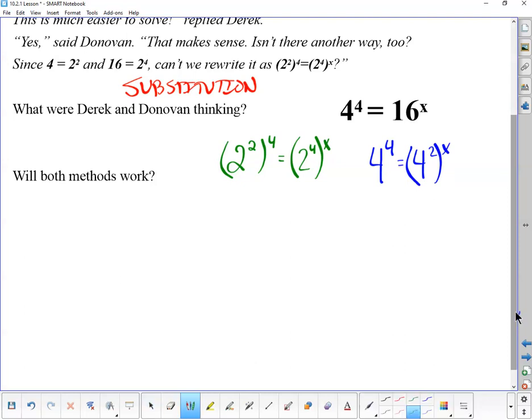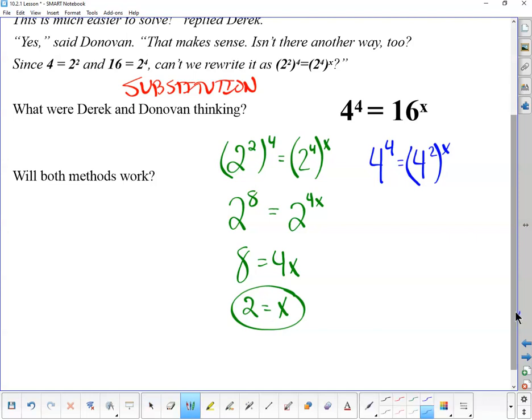Now, if we work at solving this using our multiplication or exponent rules, we have 4 2 squareds, which is going to be 2 to the power of 8, and that's going to equal 2 to the power of 4x. And since 2 to the 8 is equal to 2 to the 4x, we can then assert that 8 is equal to 4x. And if 4x is equal to 8, then 1x is equal to 2.